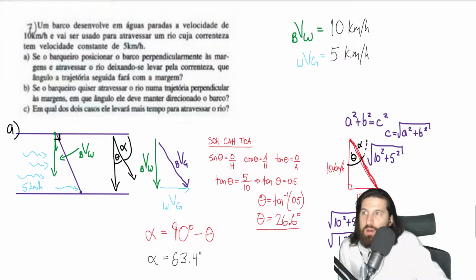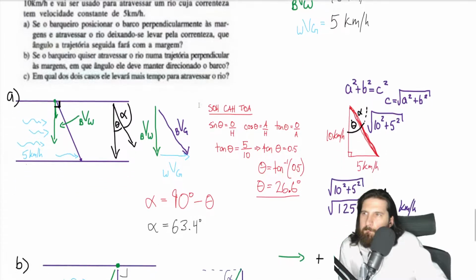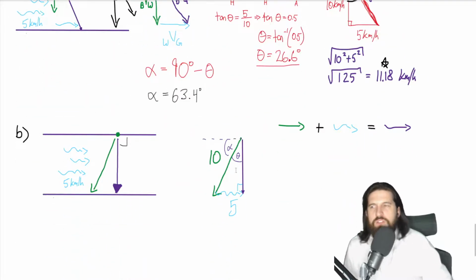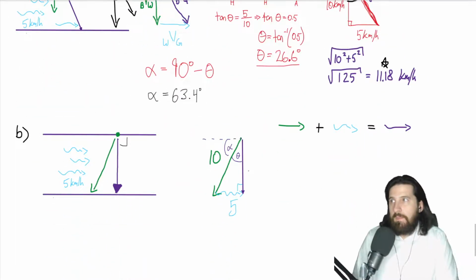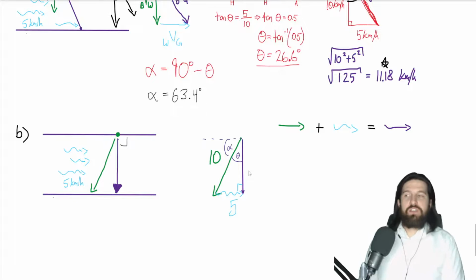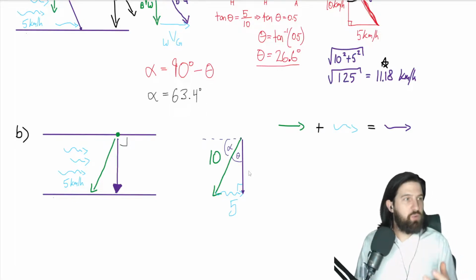It does say, if the boatman wants to cross the river on a path perpendicular to the banks, at what angle should he keep facing the boat? He asks about the angle that the boatman should keep facing the boat. Okay, that's it.